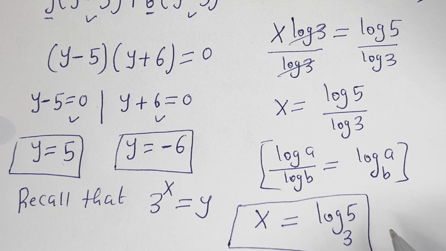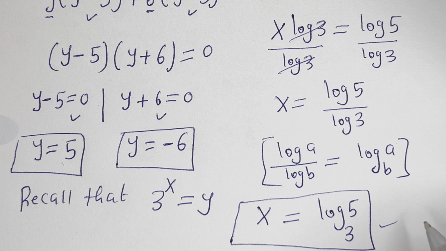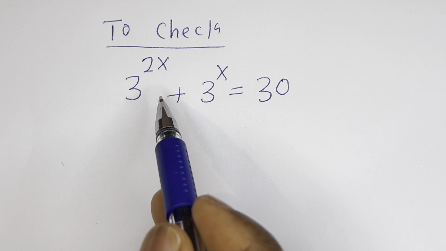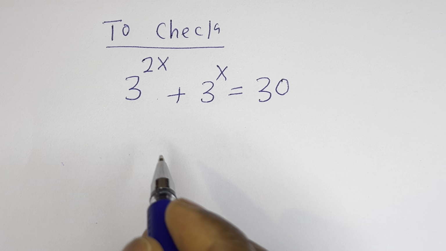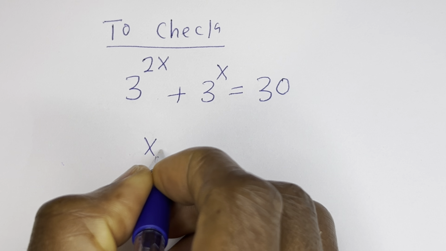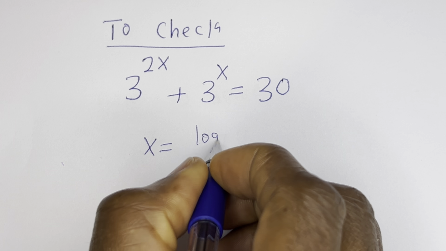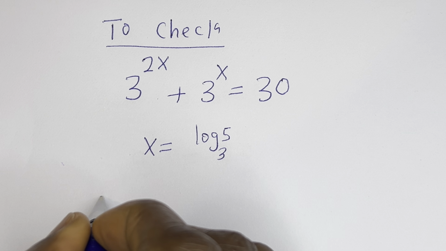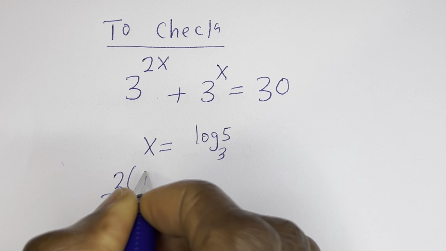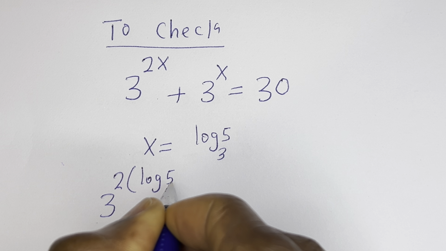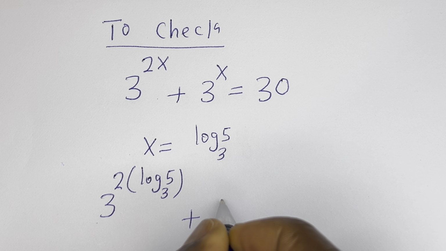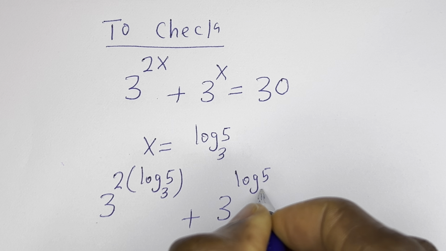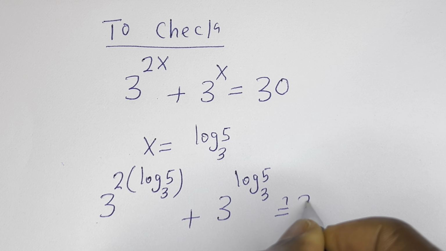We may check to confirm if this answer is right or wrong. Let's check. To check, we have the given equation 3 to the power of 2x plus 3 to the power of x is equal to 30. Then when x is equal to log 5 base 3, this can be written as 3 to the power of 2 bracket log 5 base 3 plus 3 to the power of log 5 base 3 must be equal to 30.